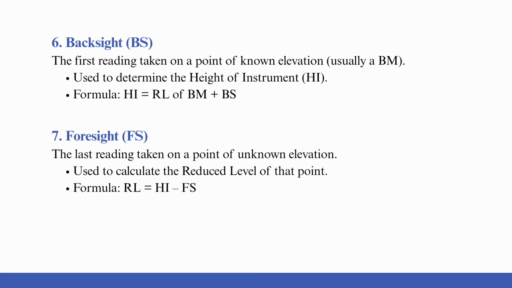The next is Foresight reading. The last reading taken on the point of known elevation is known as a Foresight reading. It is used to calculate the reduced level of that particular point, and the reduced level can be calculated as HI minus FS. Then the next is intermediate sight reading, that is IS.